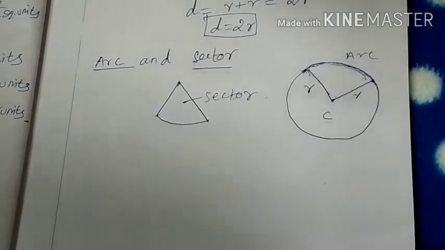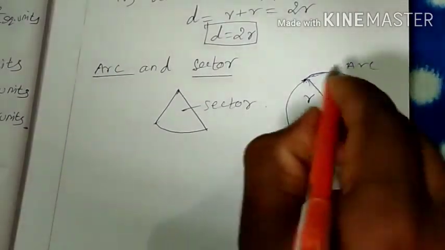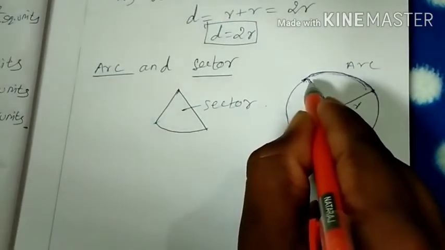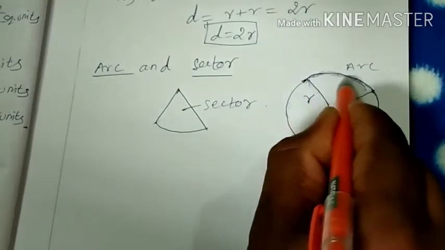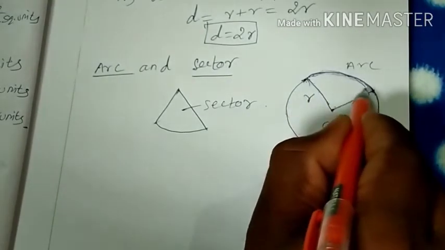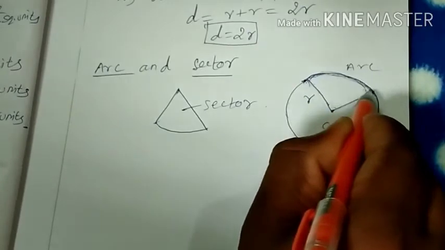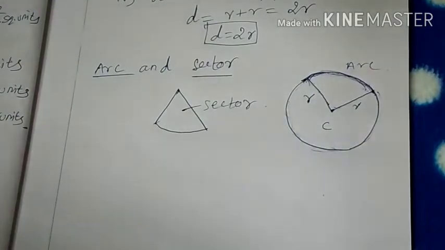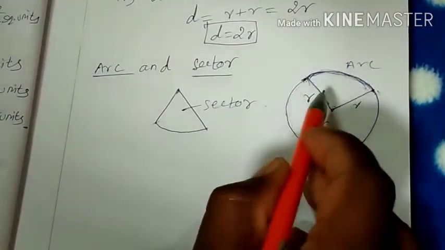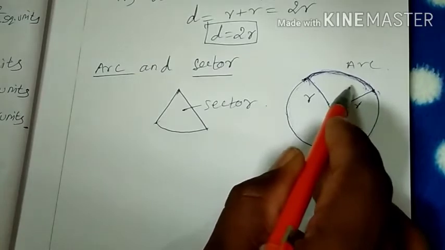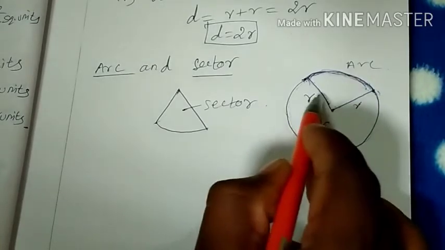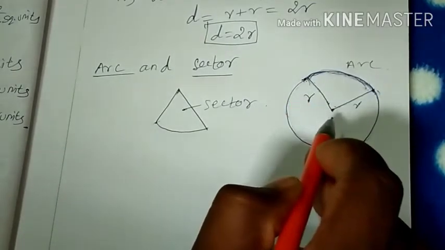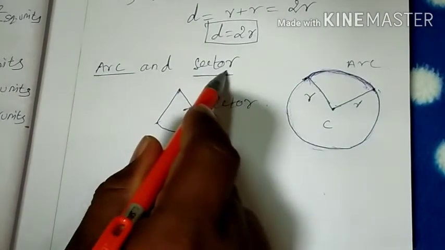Then, a circular arc is a part of the circumference. The boundary line of the circle is called the circumference. The part of the circumference of a circle is called a circular arc. The part of the circumference of a circle is called an arc, and the region enclosed between two radii and the circular arc is called a sector. This is an arc and a sector.